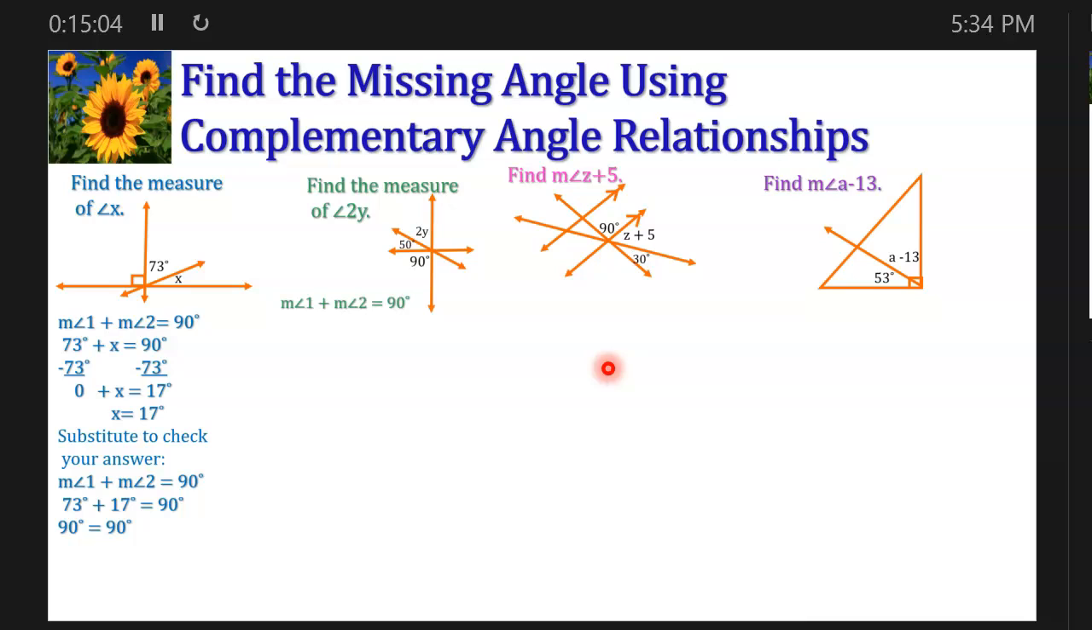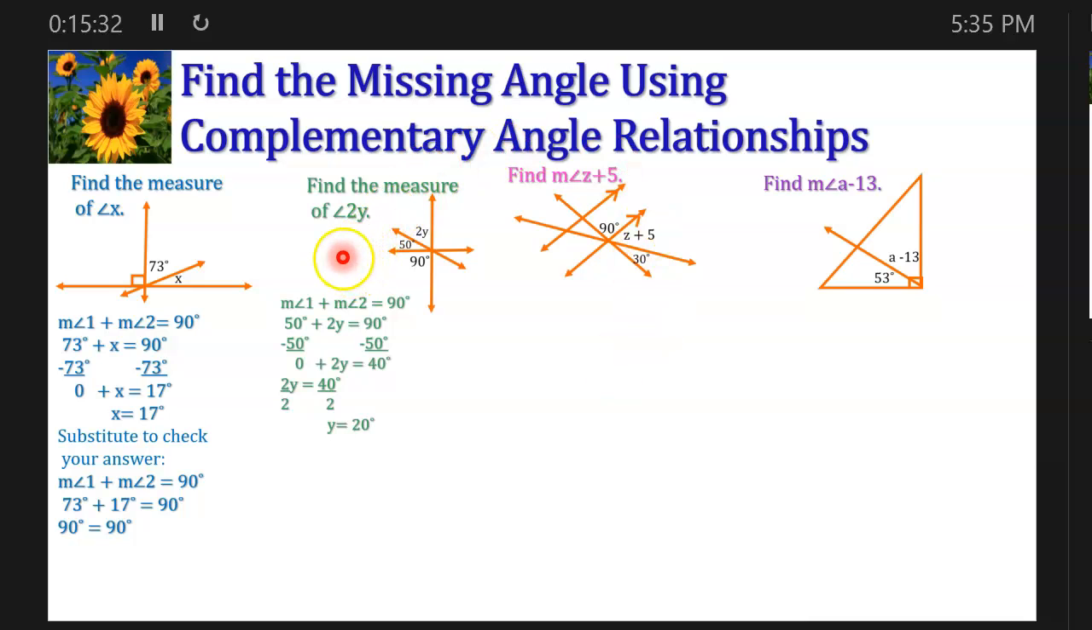So the measure of angle 1 and the measure of angle 2 added together equals 90 because this is complementary. The first angle was 50, the second angle was 2y. We have a two-step equation, so we need to subtract our 50 from both sides. We're left with 2y equaling 40. Then we divide that by 2 to get rid of that 2, and 2 divided by 2 is 1y, and 40 divided by 2 is 20. So y is equal to 20.